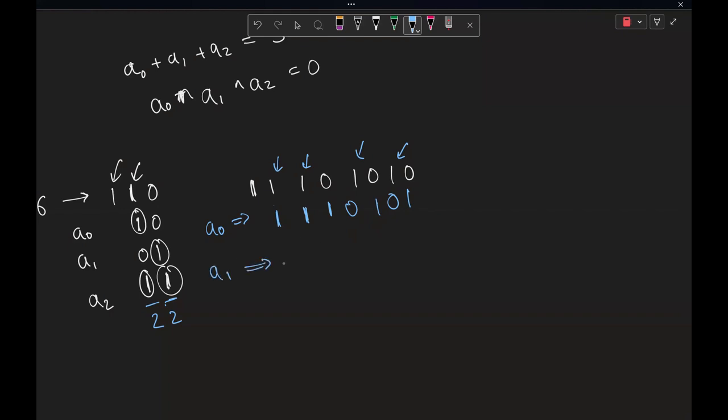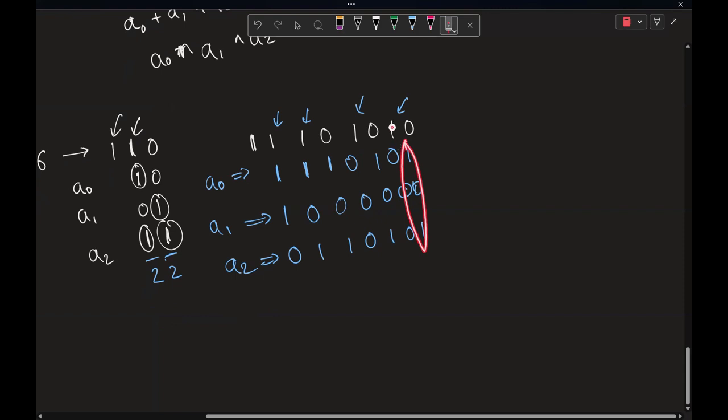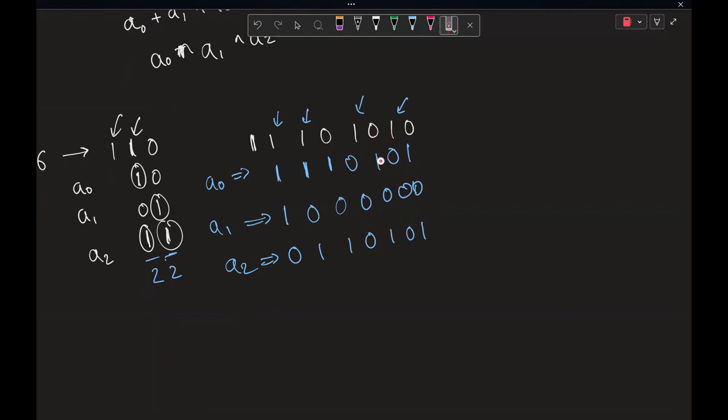Then for A1, I just took this bit as set and everything as 0. And for A2, I just took this bit 0 and every other bit as it was in A2. So the basic idea is, for the sum of all the bits, if you just take the sum of all of these 3 bits, it would actually be equal to this.